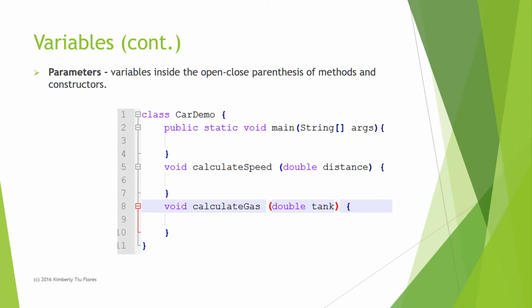Parameters are the variables inside the open-close parentheses of methods and constructors. In the following method, the main method has a parameter of args of type String array. More examples are as follows with calculateSpeed and calculateGas.